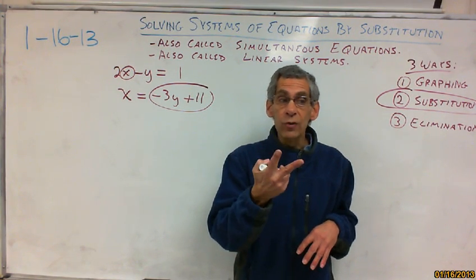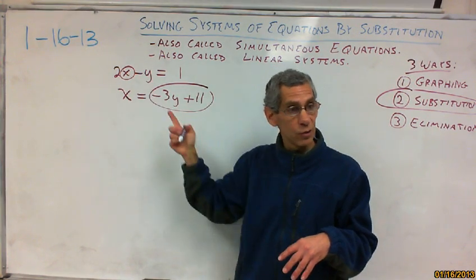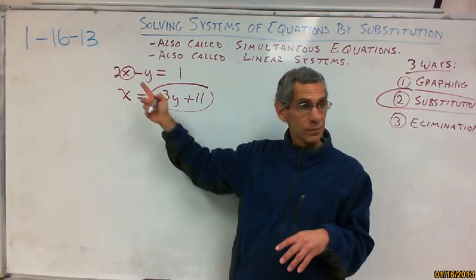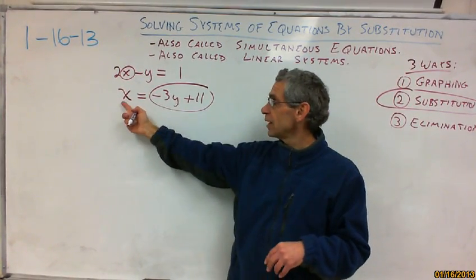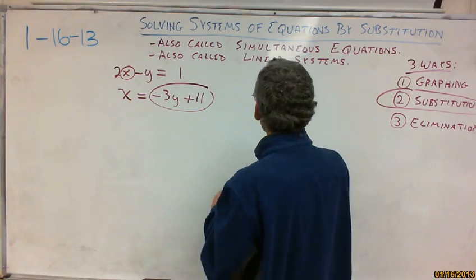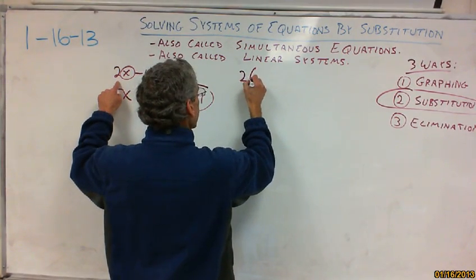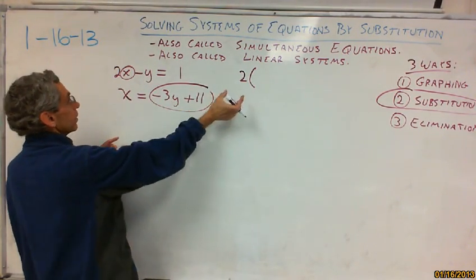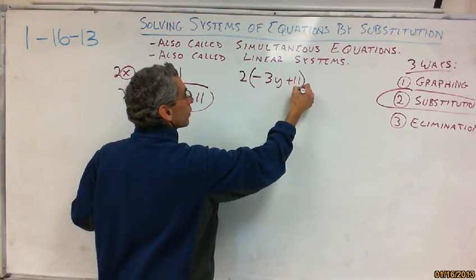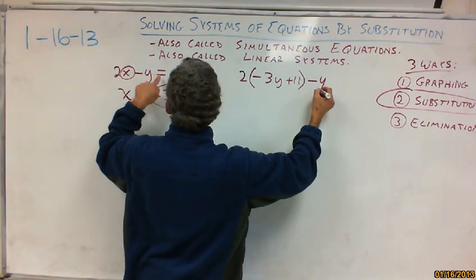But if I have two variables with two equations like this, I can, because I'm going to substitute what x is equal to into the first equation. Sometimes it's the second equation. Sometimes the x equals is in the first equation, and I substitute what it is into the second. But whatever. So now we're going to just substitute that in there. We're going to have 2, and I've got to use a parenthesis because I'm going to put this in there, right? Times negative 3y plus 11, parenthesis. Now it says minus y. Minus y equals 1.